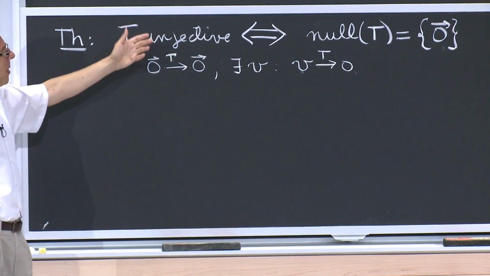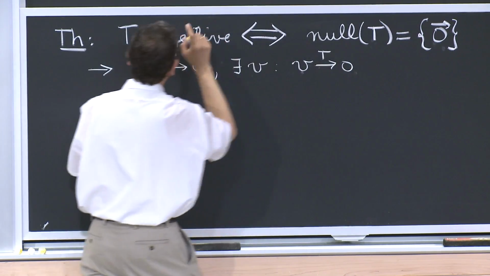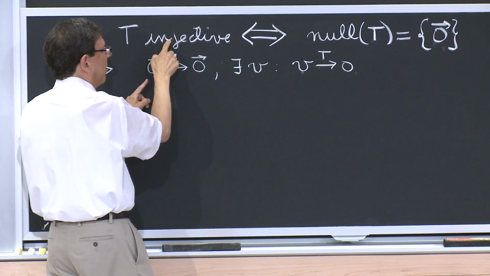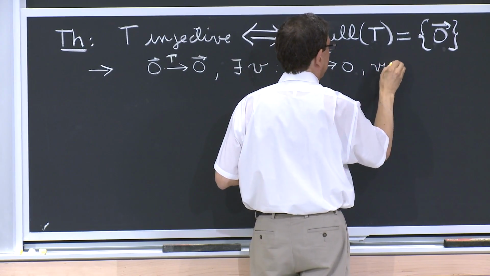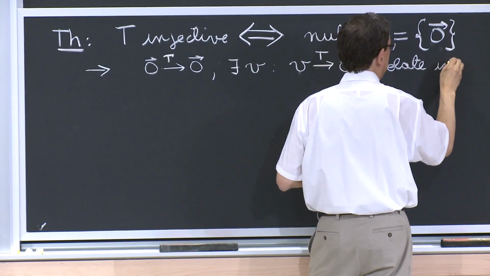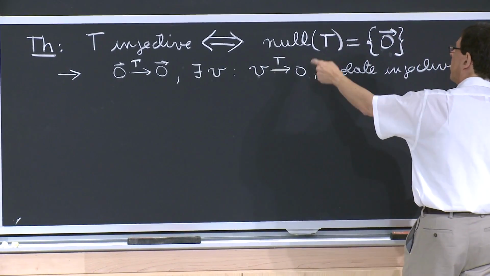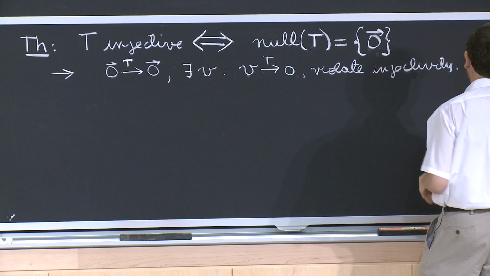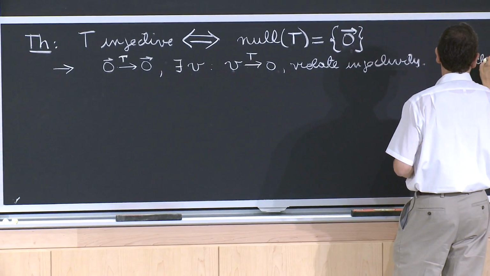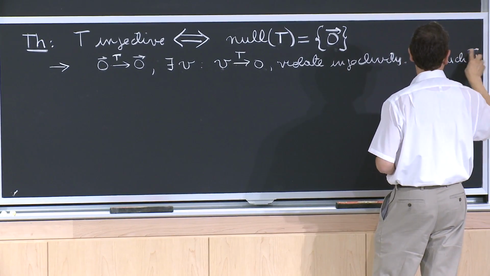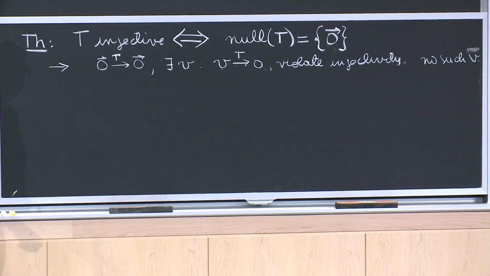So it's pretty much by definition that this null space cannot contain anything else than 0 if the operator is injective. So if this is true, it would violate injectivity. And therefore, it's not possible that the null space of T contains more than 0. So there's no such vector V. So almost by definition true.